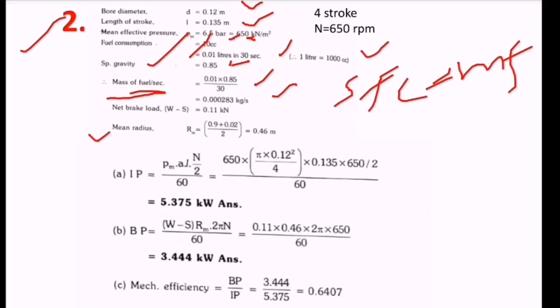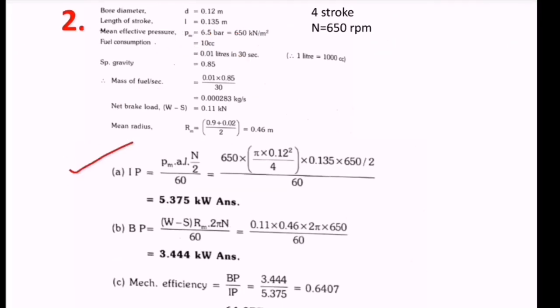The mean radius is nothing but 0.9 plus 0.02 by 2, because it is given like that in the question. The net brake load is W minus S, that is 0.11 kilonewton. This is a 4-stroke engine and N is 650 RPM. This is all about the given data. Let's look at the solution.